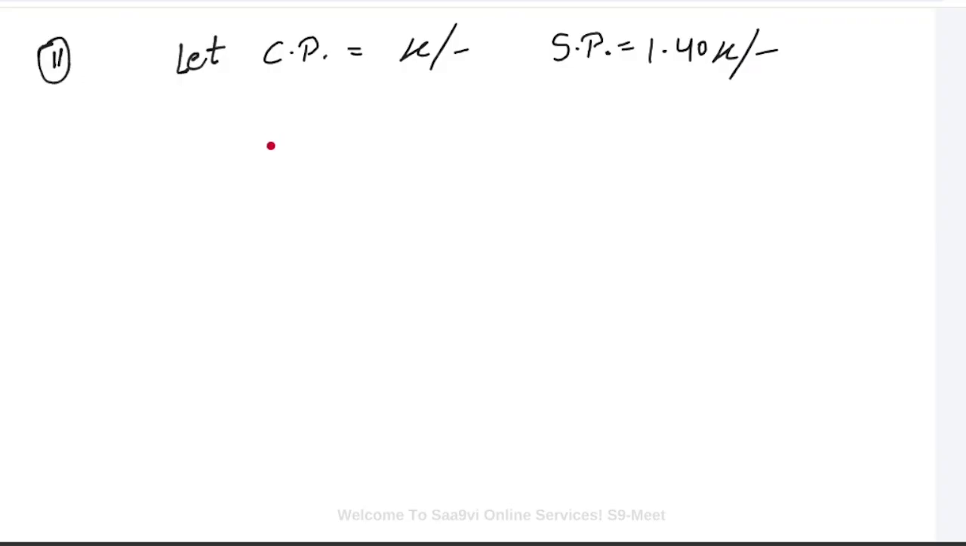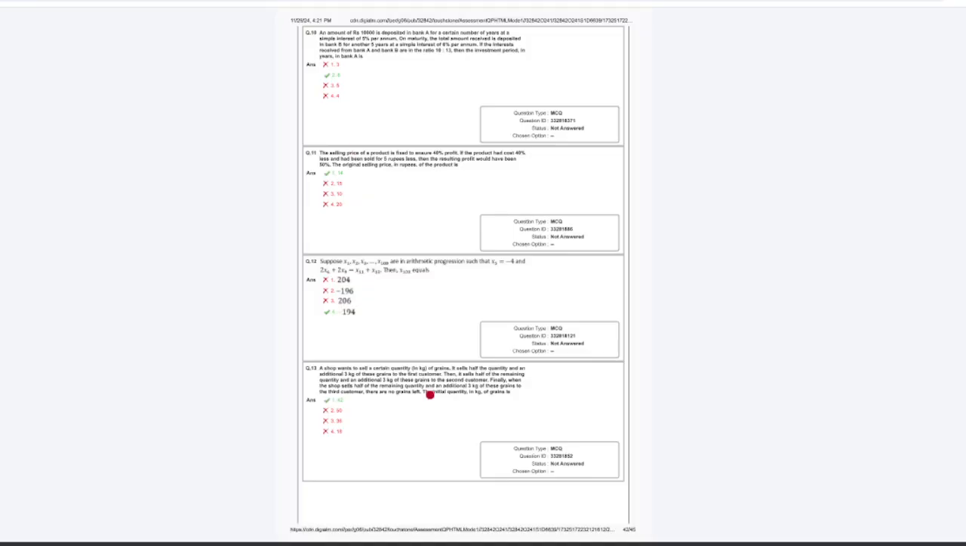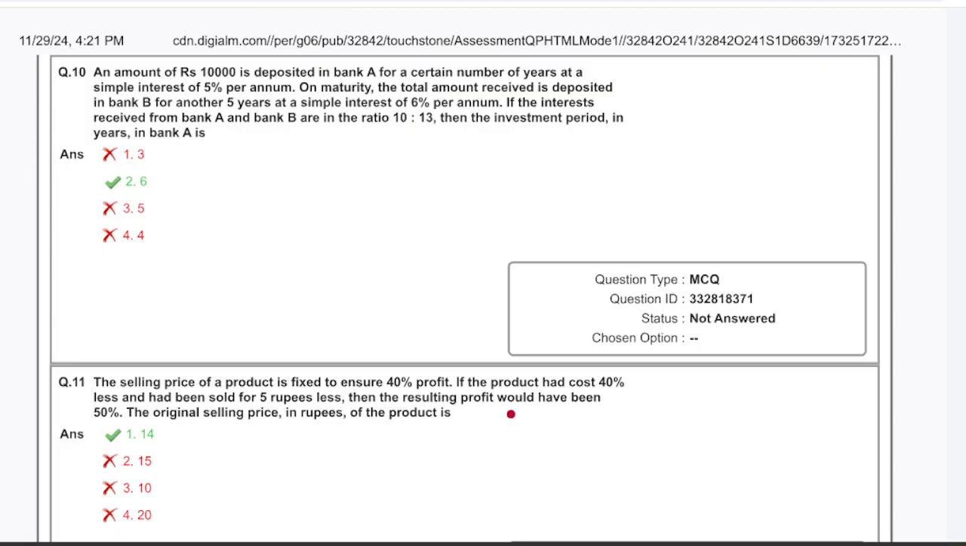Now, in the second case, the cost price has been reduced by 40%. That means now the cost price is 0.60x and the selling price has been reduced by just 5 rupees. That means 1.40x minus 5 rupees. Now this is the new selling price, and with this change they said the profit percent is 50%, the half of the CP.